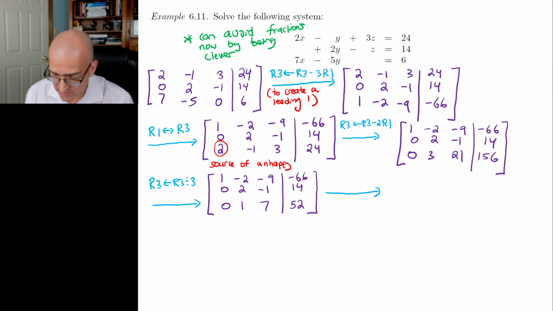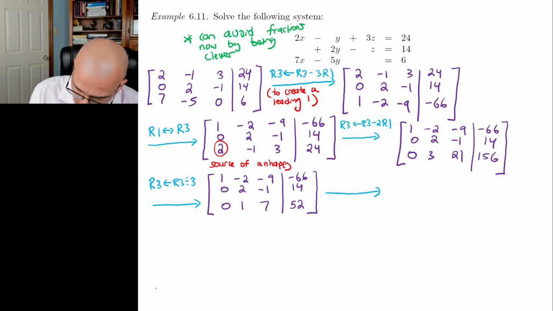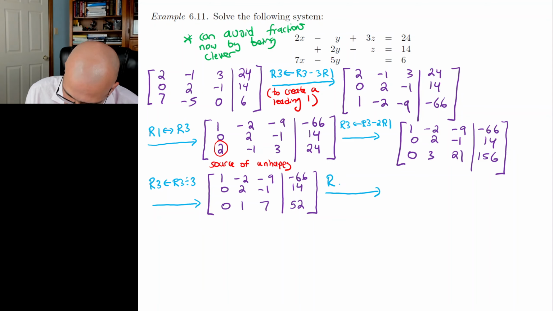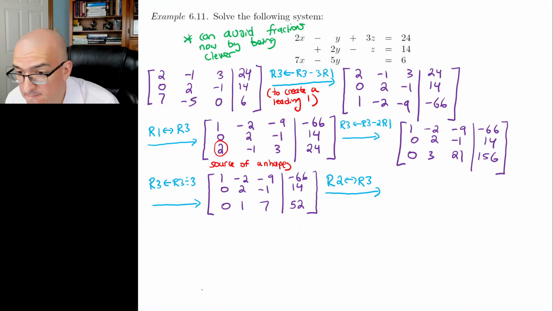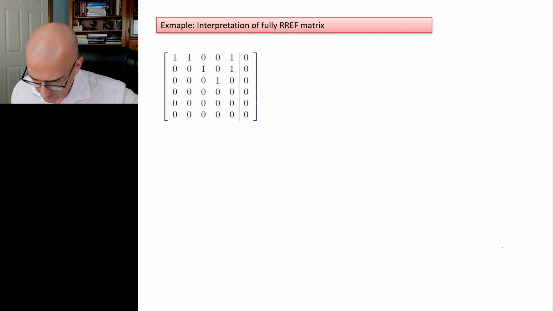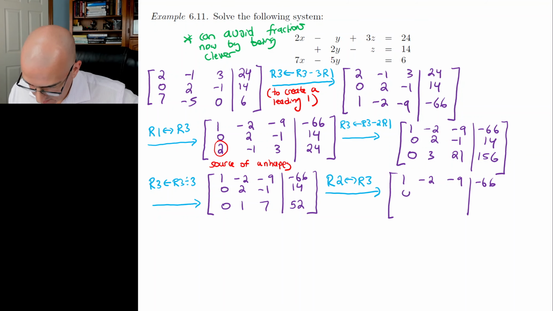All right, next thing is we have another source of unhappiness. We have a leading 1, and it's in the wrong spot, so we should really do a swap. So we'll do a swap, row 2 and row 3. So row 1 is going to stay the same. Now we'll do the swap with the other two rows. Oh, not yet. 0, 1, 7, 52. 0, 2, negative 1, 14.